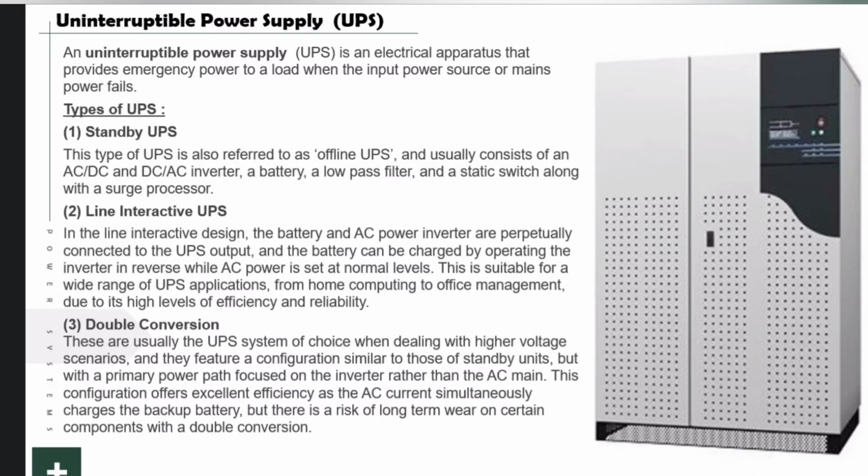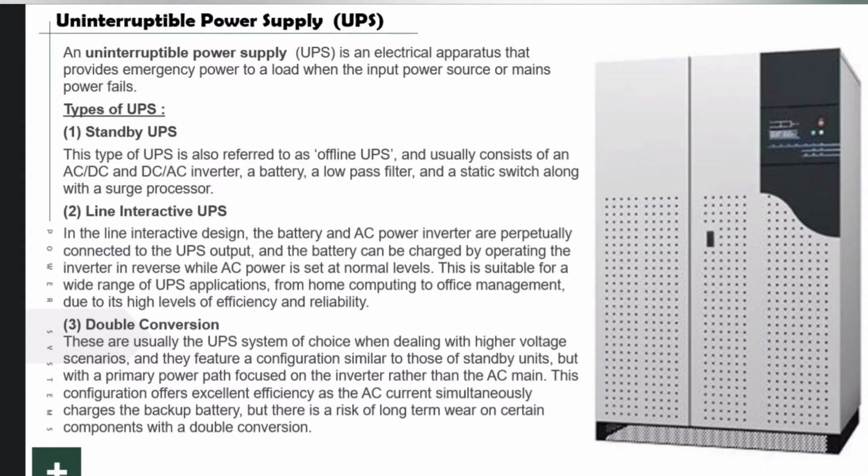The second type of the UPS system is the line interactive UPS. In the line interactive design, the battery and the AC power inverter are properly connected to the UPS output, and the battery can be charged by operating the inverter in inverse while the AC power is at normal levels. This is suitable for a wide range of UPS applications, from home computing to office management, due to the high level of efficiency and reliability.